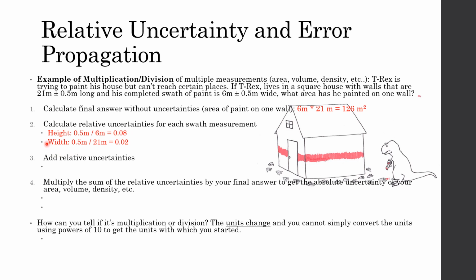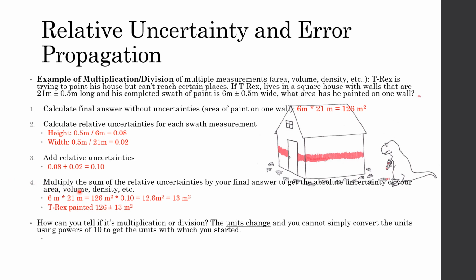Then for the width or length of the wall, however you want to think about it, when he measured it, it was 21 meters plus or minus a half a meter. So 0.5 uncertainty divided by measurement 21 meters, we get 0.02. Again, unitless because meters cancel with meters. Now we move on to step 3, which, as I mentioned, I usually combine with step 2. We're going to add our relative uncertainties. So we take our 0.08, add it to our 0.02, and we get that the sum of our relative uncertainties is 0.1.